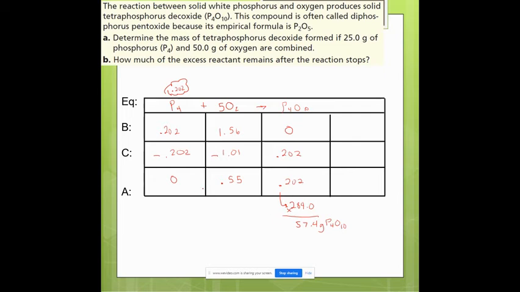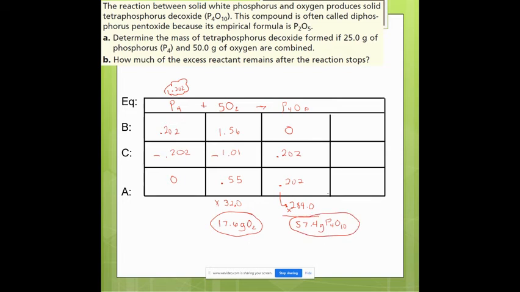All right, good enough. They want to know how much of this excess reactant is left. They didn't ask us for mass of it, so if we wanted to, we could just write down 0.55 moles. But if we wanted to calculate the mass, all we have to do is multiply it by 32. And the mass of that excess reactant then is 17.6 grams of O2 in excess. So that is our second answer. So answer 1, answer 2.